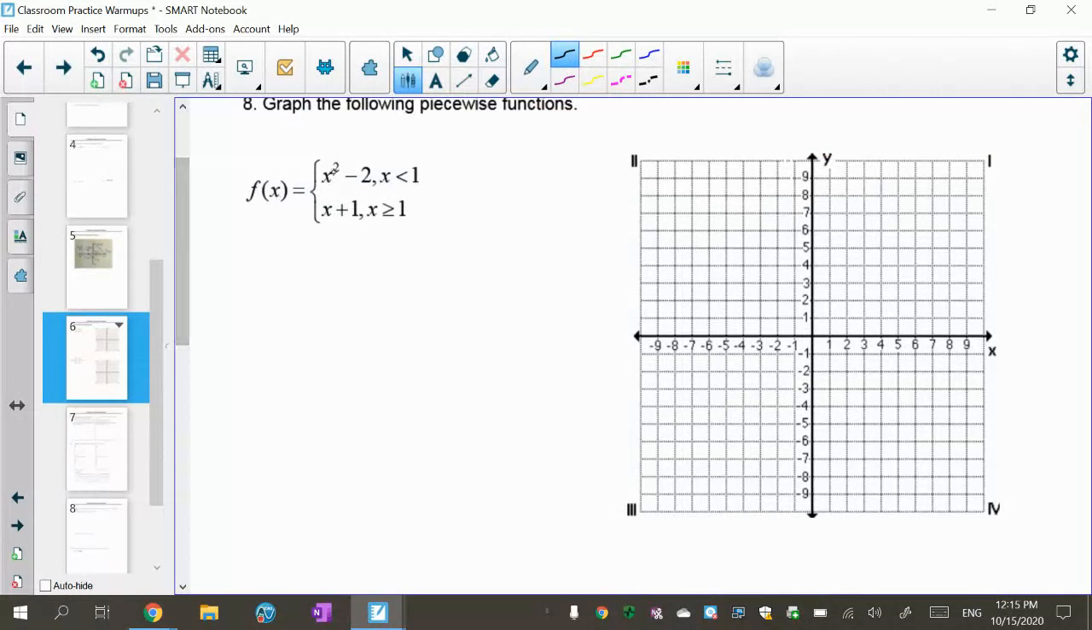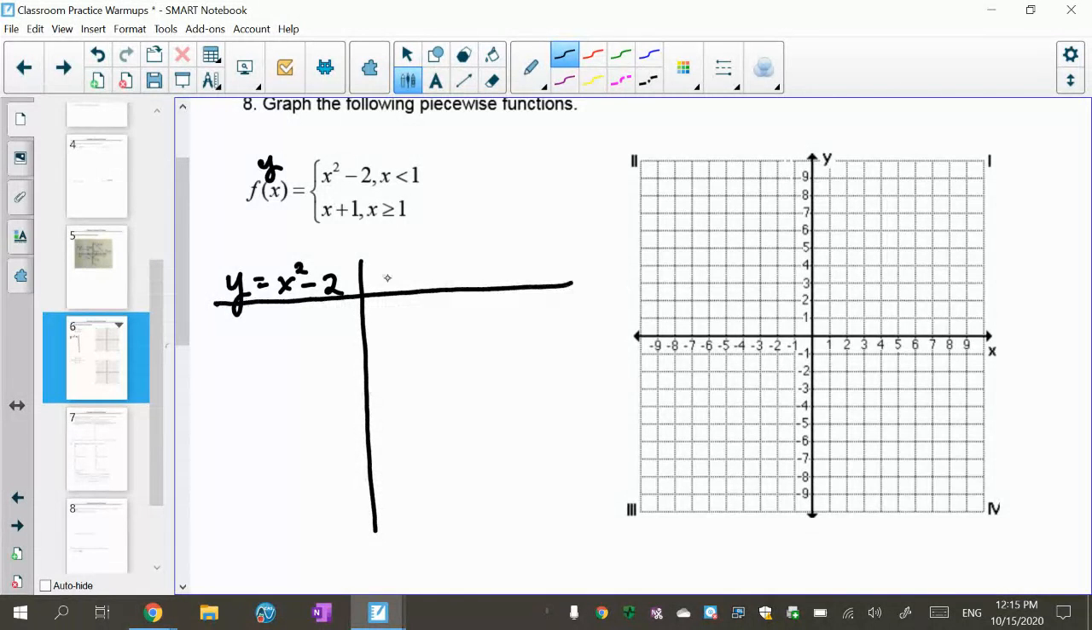So I have f of x equals x squared minus 2, and I have f of x equals x plus 1. So really, if you think of this as y, I have y equals x squared minus 2, and the other function that I'm graphing is y equals x plus 1. And the first thing I do is I look at where this piecewise function breaks, and it breaks at x equals 1. And if you look at it, 1 is only in the second piece. So we're going to start right where it breaks.